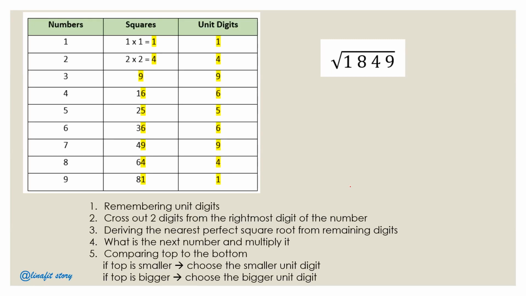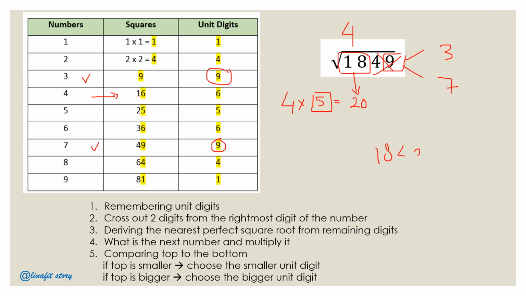Find the square root of 1849. 9 is the unit digit of 3 and 7. Next, cross out 2 digits from the rightmost digits of the number. The remaining digit is 18. Now, what's the nearest square root of 18? It's 4. What is the next number after 4? It's 5. 4 times 5 is 20. Then compare top to the bottom. 18 is smaller than 20. So between 3 and 7, you choose the smaller number. So the answer is 43.